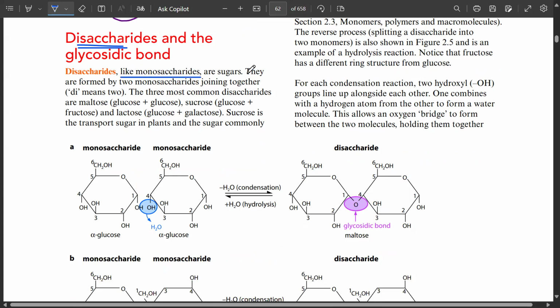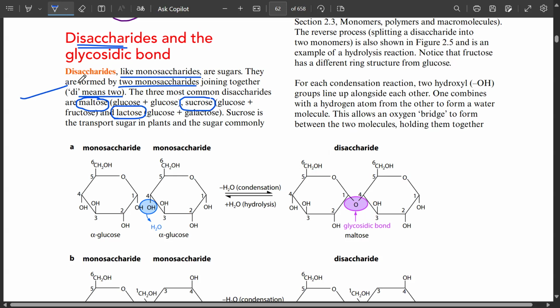Disaccharides, like monosaccharides, are sugars. They are formed by 2 monosaccharides joining together, and di means 2. The 3 most common disaccharides are, number 1 is maltose, which is formed from glucose and glucose. Second one is sucrose, which is formed from glucose and fructose. And the third one is lactose, which is formed from glucose and galactose.